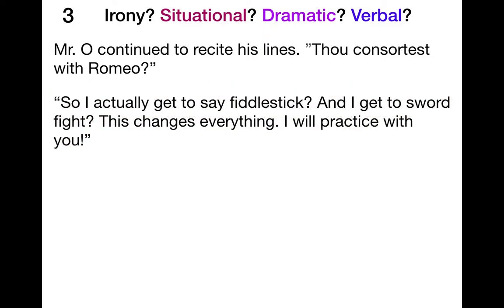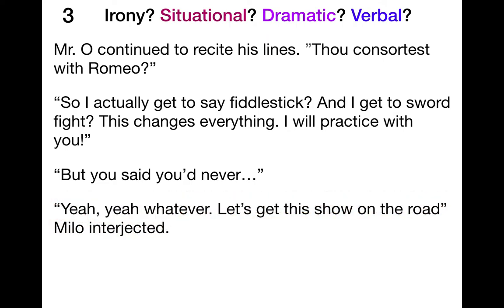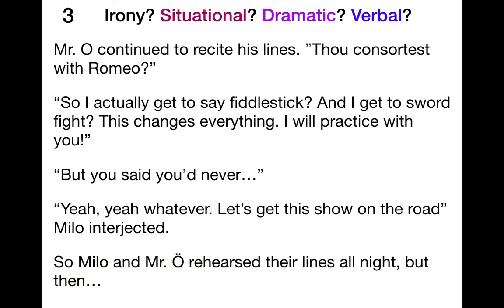Wait a minute, so I actually get to say fiddlestick? And I get a sword fight? Oh, this changes everything! Oh, I'll practice with ya. Wait, but you said you'd never... Oh, yeah, whatever. Let's get this show on the road, Milo interjected. So Milo and Mr. O rehearsed their lines all night. But then... I'm not going to tell you what happened.